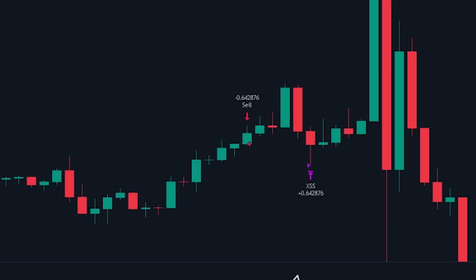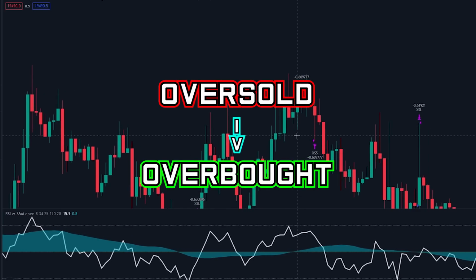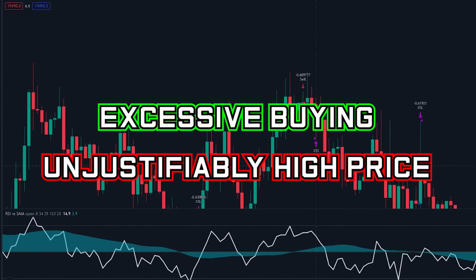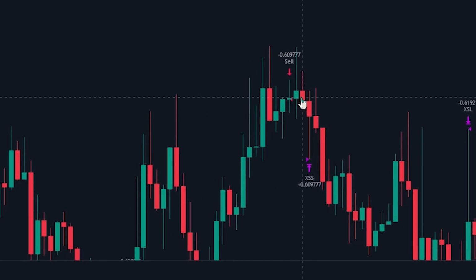To make sure everything is clear, let's take a look at a sell position that was opened with this strategy. Let's take this entry as the example. The value of the moving average area went from negative to positive. This indicates that the market is going from oversold to overbought. Overbought means that there is excessive buying at an unjustifiedly high price. This causes the script to enter into a sell position.